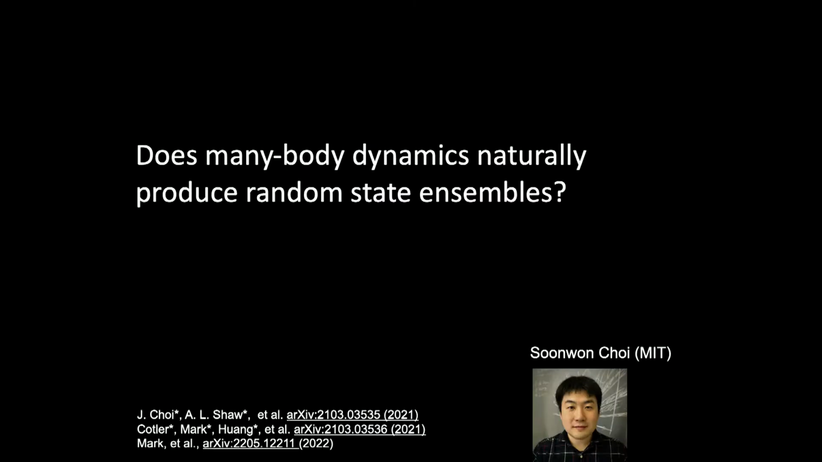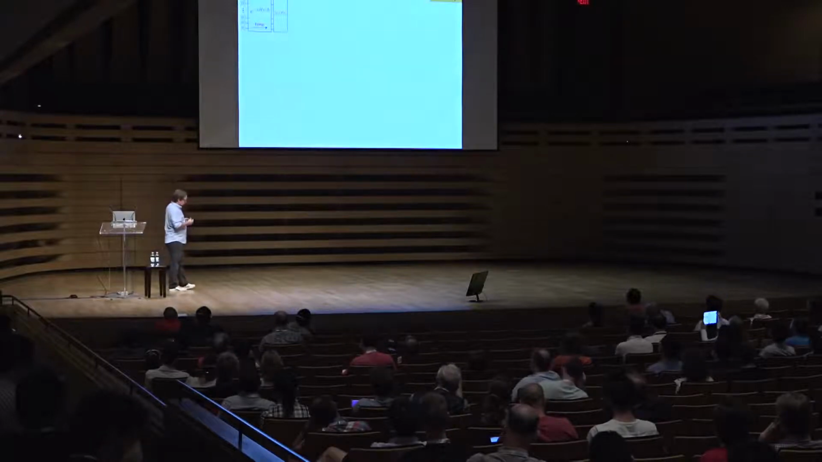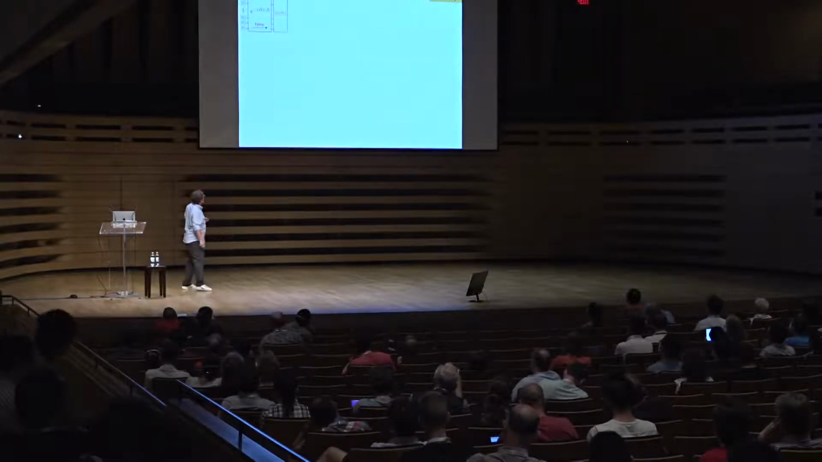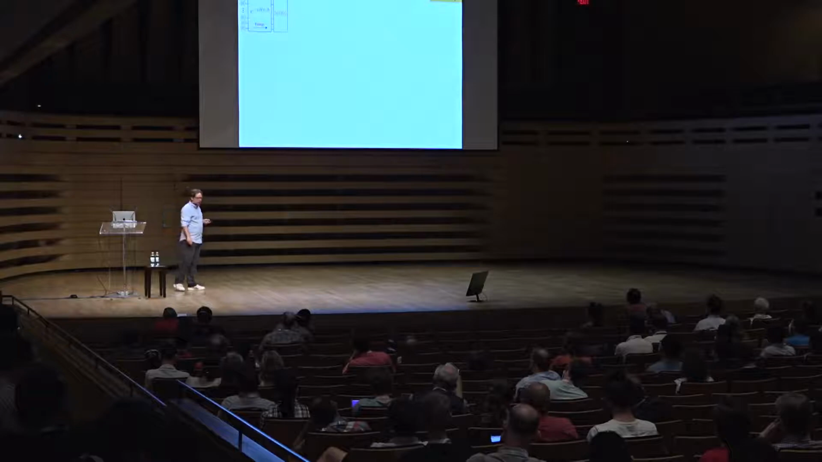So what I want to get at is a question which we have been asking for a while: does many-body dynamics generally or naturally produce these random state ensembles? It has both fundamental implications, but also practical ones in terms of benchmarking these systems. Let me walk you through that with a preliminary data set that's not published, but it's a little bit easier to understand compared to what we published already.